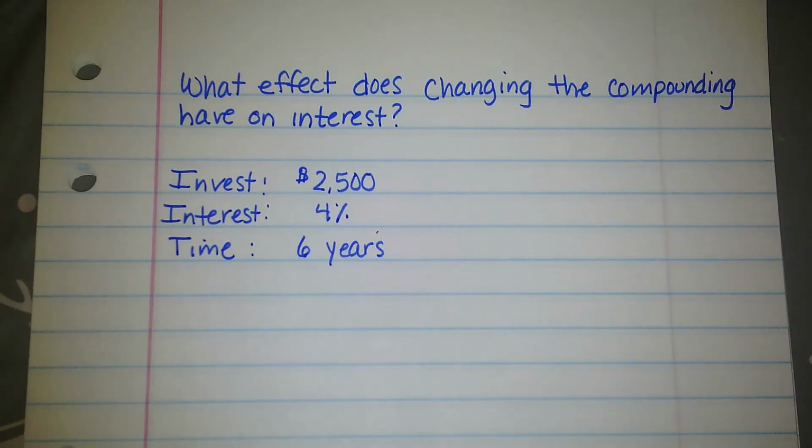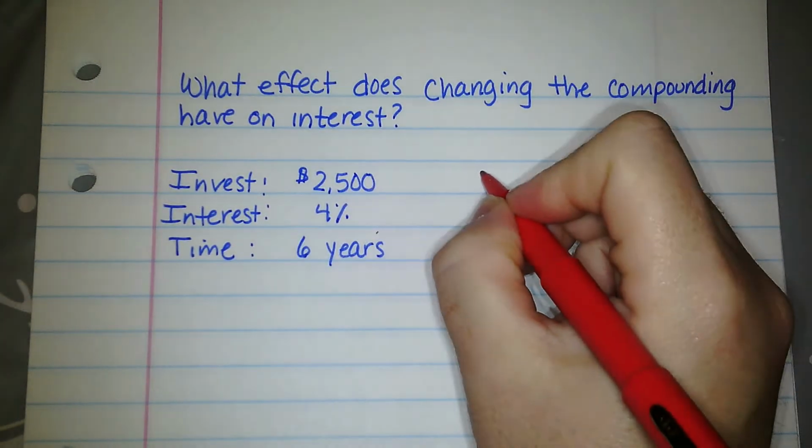Okay, so what I need you to do is pause it here and copy this down. And then we're going to take a look at how changing the compounding affects the interest that you would get at the end of the time frame. The initial amount invested was $2,500.